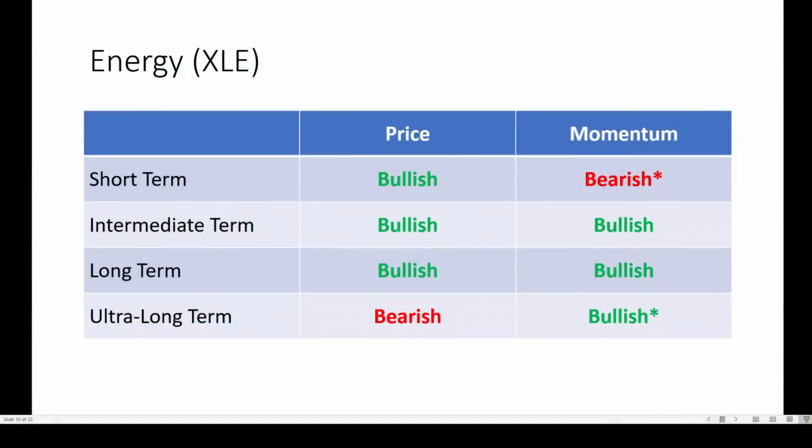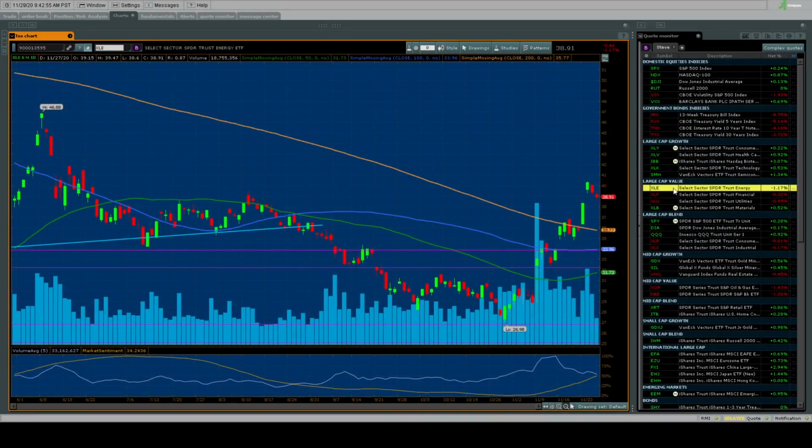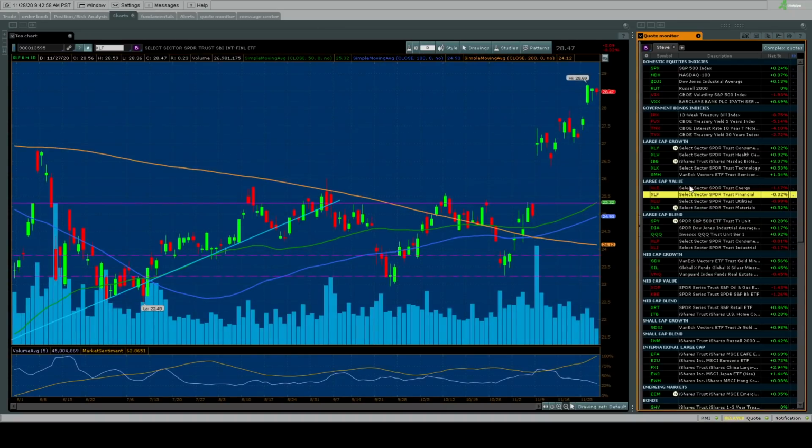Let's go on to the financial sector. And XLF is the identical story to the energy XLE. We just see a little short-term bearish momentum, a little ultra long-term bearish price. Let's take a look at XLF, which got bulled up because, again, everybody thinks that vaccines are going to lead to a reopening of the economy. And that's going to mean everybody's going to get their job back, and all the people who wanted jobs are going to get their jobs back who didn't have jobs before the pandemic.